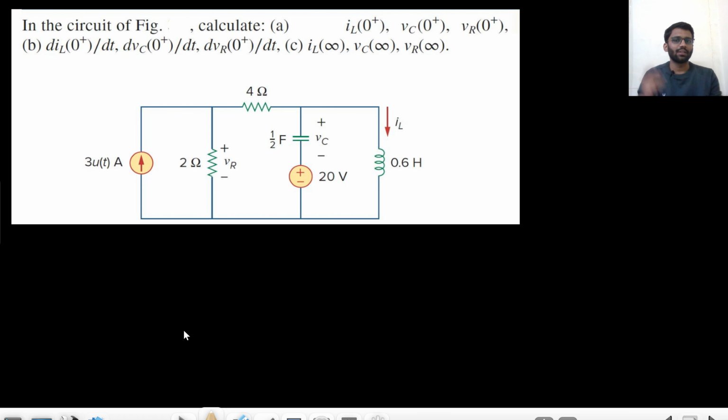Now this is a very good question. This dVr naught by dt, this will be very interesting. I want you to solve it only for this thing. Okay, otherwise this question is very easy. I just want you guys to solve for this thing.